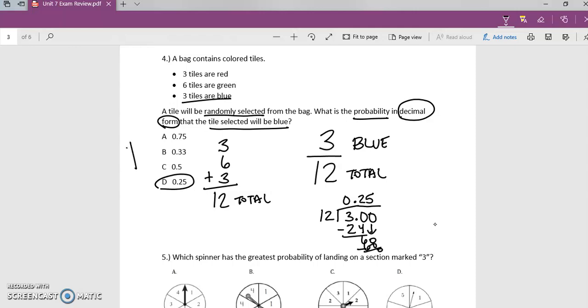Letter D. And if I was to simplify 3 divided by 12, I could divide both by 3, 1 over 4. So again, if I simplified the fraction and I know 1 over 4, like 1 out of 4 quarters equaling $1, 1/4 would be equal to 0.25 or 25 cents. So sometimes you can just know the fraction is going to equal a certain decimal.